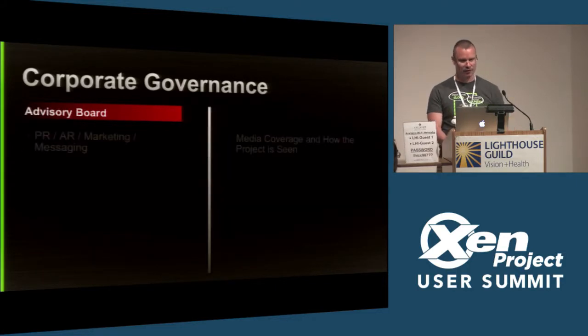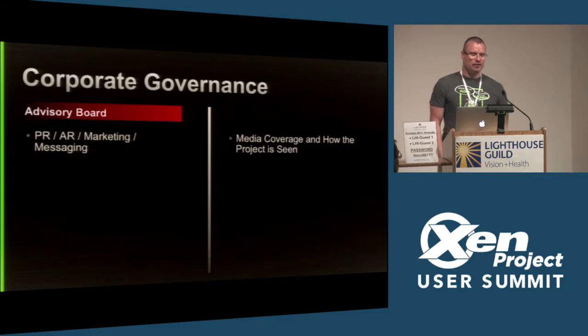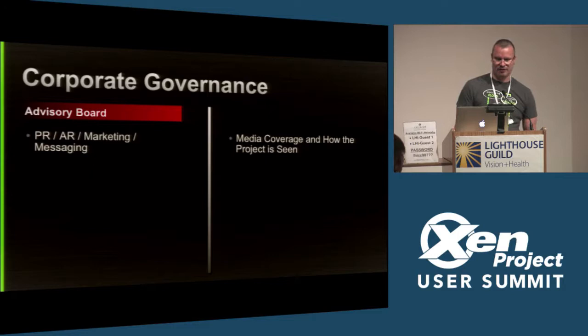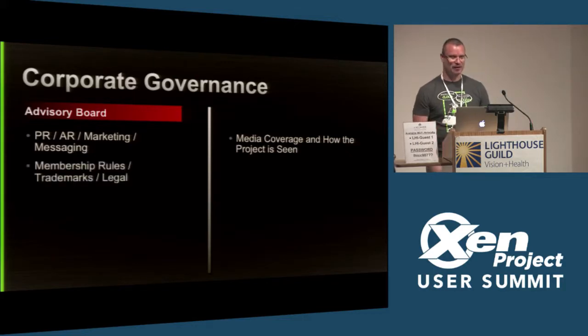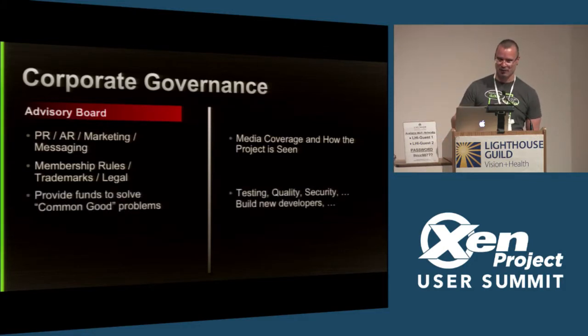So what does the advisory board do? Well, we do things like how we talk about the project. We do PR. We're going to have an analyst meeting for the first time, sometime in Q3. A goal area really is to talk about the project and promote it. And that's really important in today's open source world, because if you don't get talked about, people assume you don't exist. If you look at projects like Docker, who do this really well, you can see what impact that can have. We also deal with boring things such as membership rules and legal and trademarks. I'm not going to say any more about that.